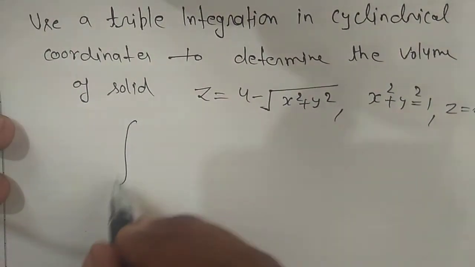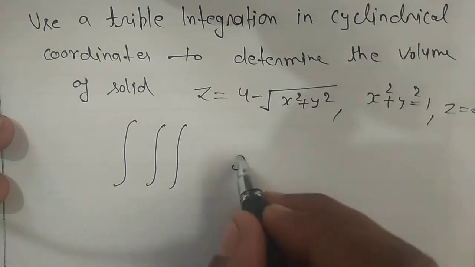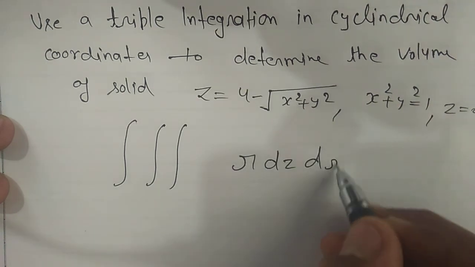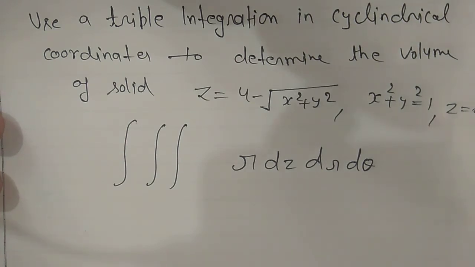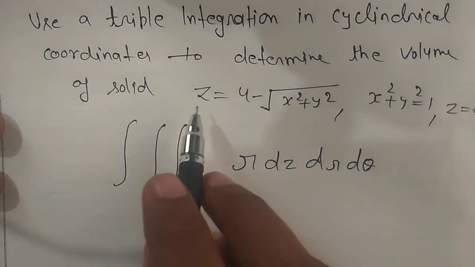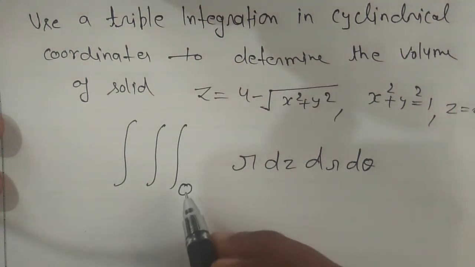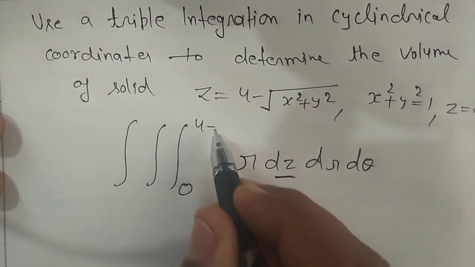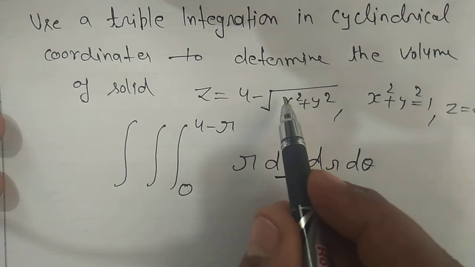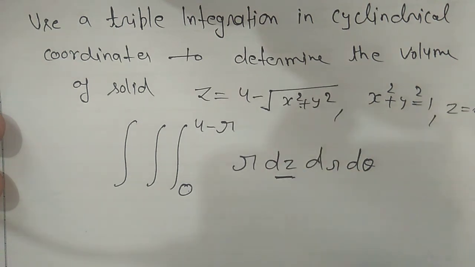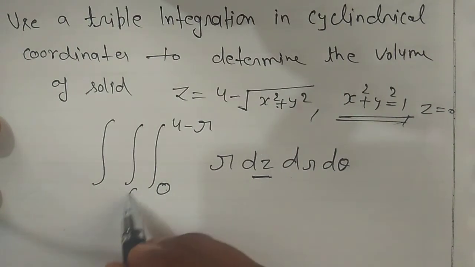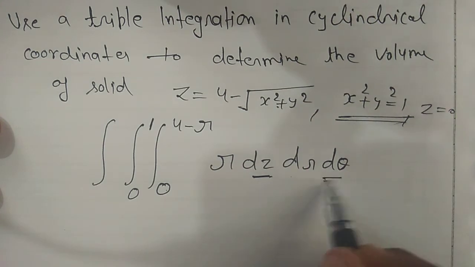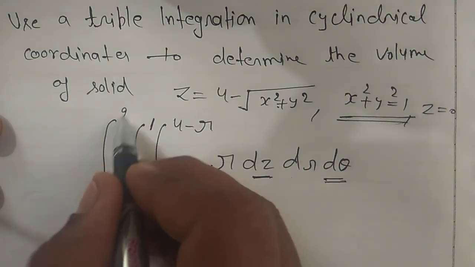So we can have the triple integration r dz dr d theta. Now for the limits, first the z limit: z equal to 0 to z equal to 4 minus (x square plus y square), so 4 minus r square. The r limit we'll take from here, so 0 to 1, and the theta limit will be 0 to 2 pi.